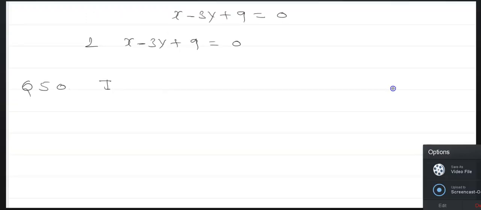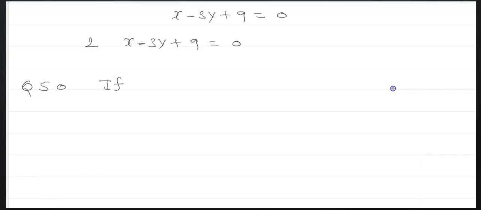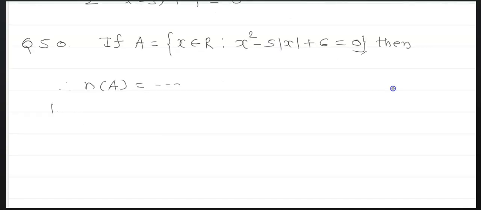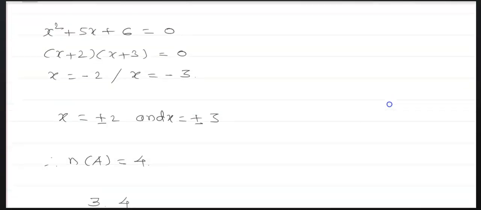Now the next is question number 50. If A is equal to {x belongs to the set of real numbers: x square minus 5 mod of x plus 6 is equal to 0}, then n(A). How many solutions will be there for that quadratic equation?